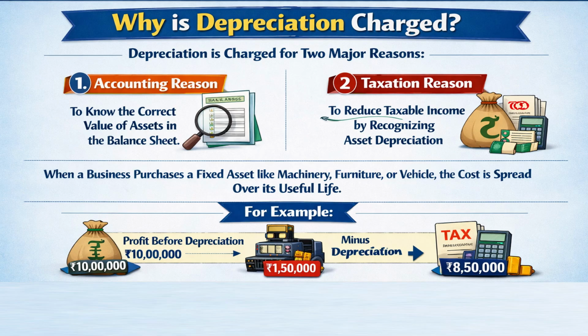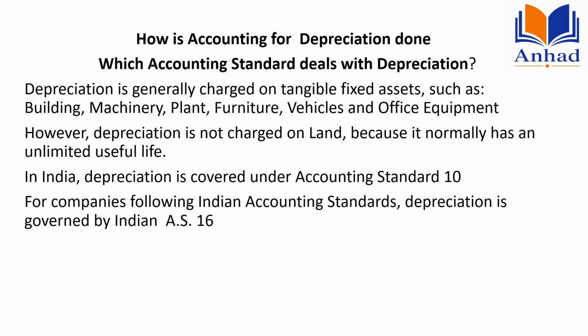Topic number 3, how is accounting for depreciation done and which accounting standard deals with depreciation? Depreciation is generally charged on tangible fixed assets, such as building, machinery, plant, furniture, vehicles and office equipment. However, depreciation is not charged on land because it normally has an unlimited useful life. In India, depreciation is covered under Accounting Standard 10. For companies following Indian accounting standards, depreciation is governed by Indian AS 16.